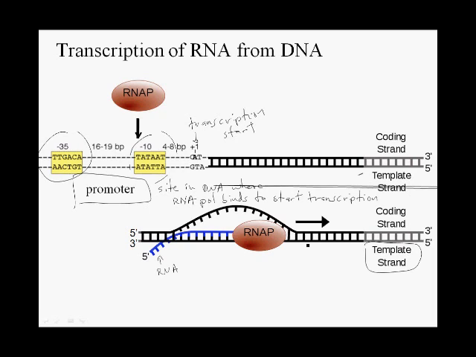In that sense, it is similar to the activity of DNA polymerase. The difference between DNA polymerase and RNA polymerase is that DNA polymerases require a primer. RNA polymerases do not require any primer to initiate transcription.